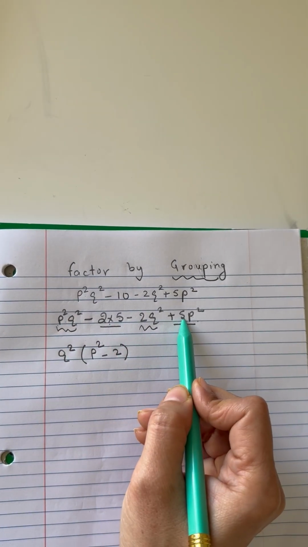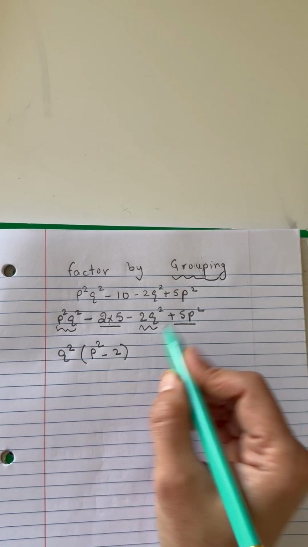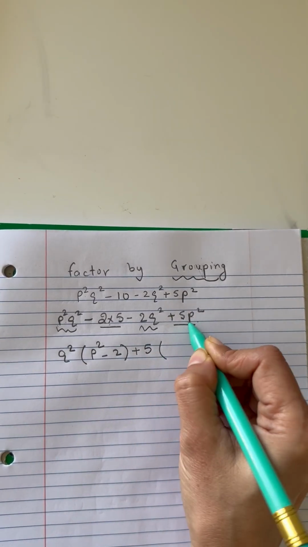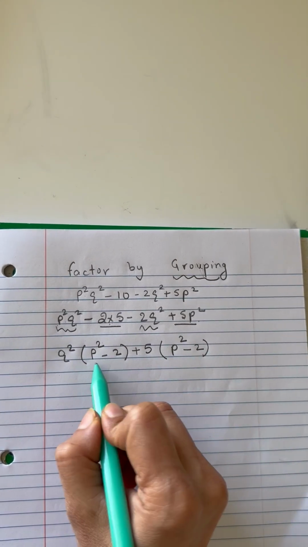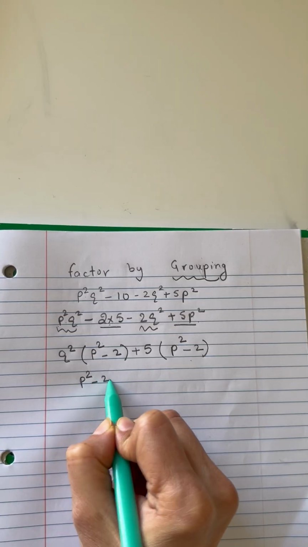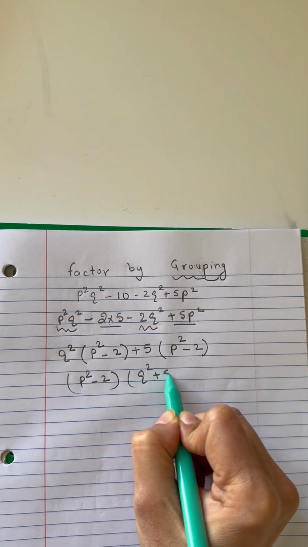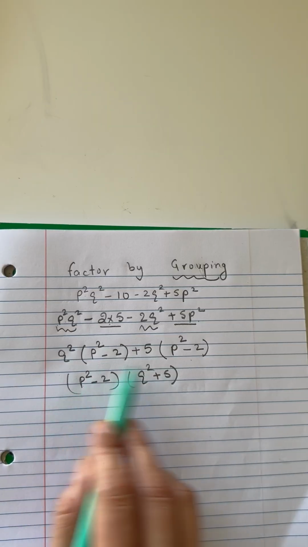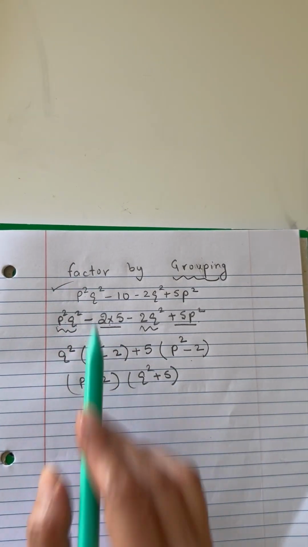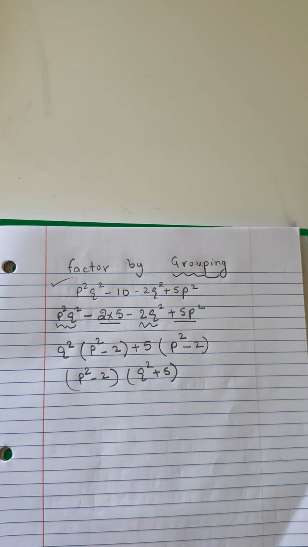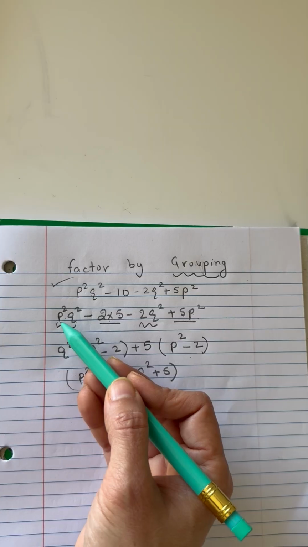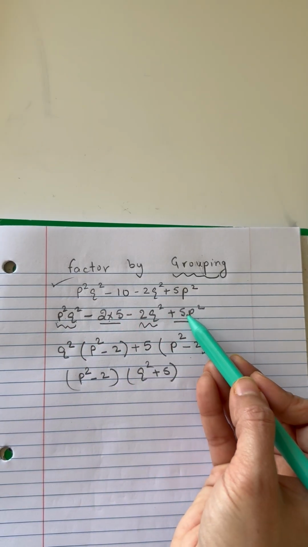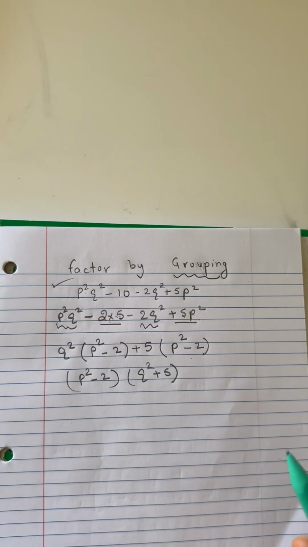I'm left with this. So what's common here? I have 5 common here. So plus 5 times p squared minus 2. So in this again, this is my common term. So taking that out, and q squared plus 5 is left. If I distribute this again, I am going to go back to the original expression. So that's how we factor. So this was my choice. I chose this. You can choose this and maybe this, because 5 is common, so you'll end up with the same. So that's how we use the grouping method. I hope you like this video. Thank you.